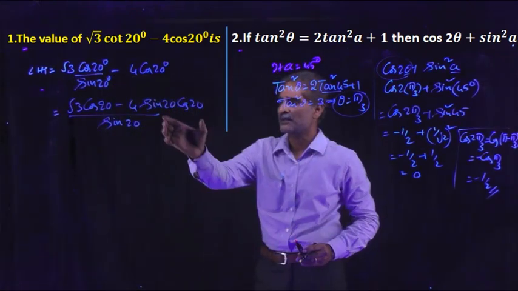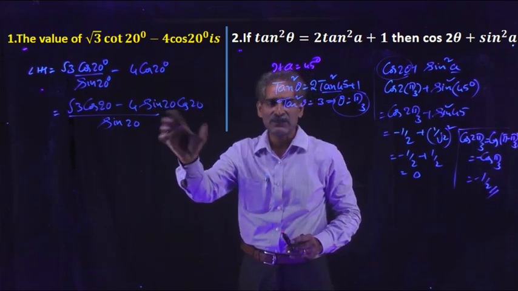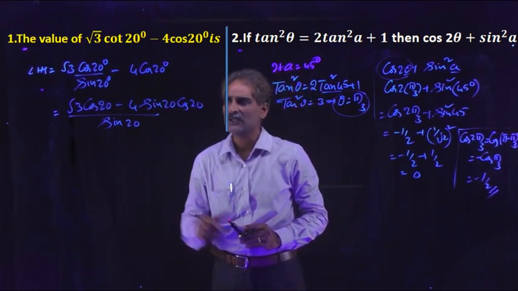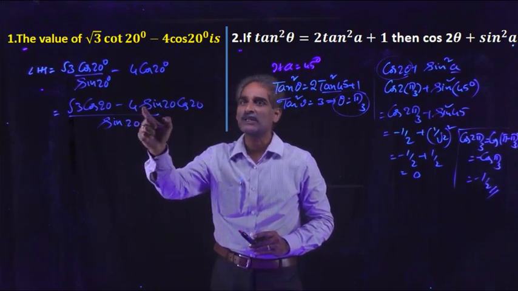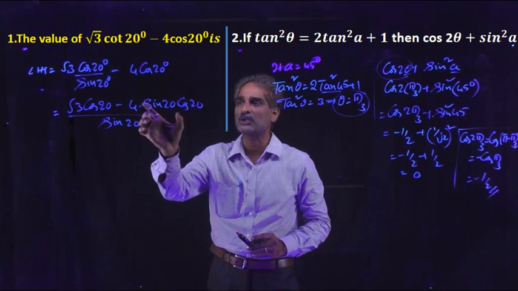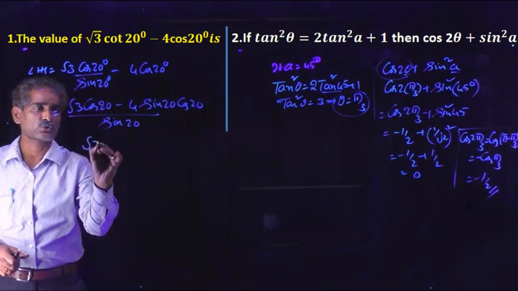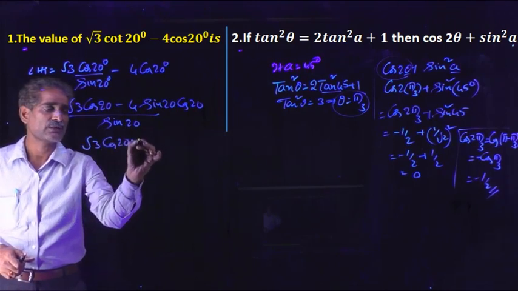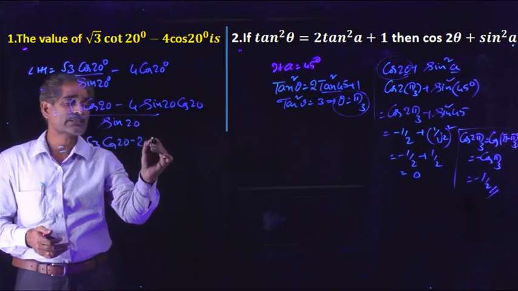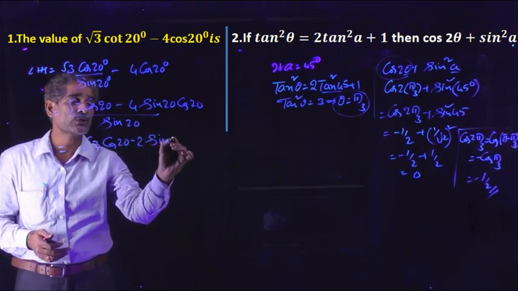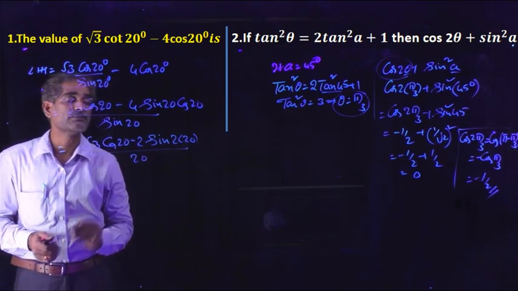So observe this, theta in the form sine theta into cos theta. If there is 2 sine theta cos theta, there is a formula. So here we can write 2 into 2 sine theta cos theta, that is equal to sine 2 theta, sine 2 into 20. So here root 3 into cos 20 minus 2 into 2 sine 20 cos 20, that is equal to sine 2 theta, that means sine 2 into 20, whole divided by sine 20.